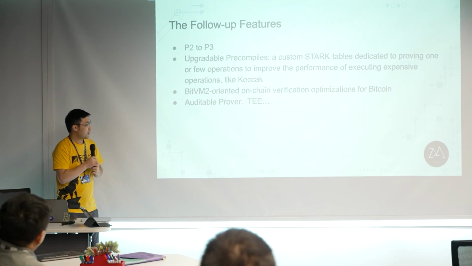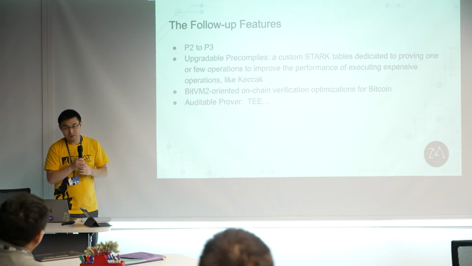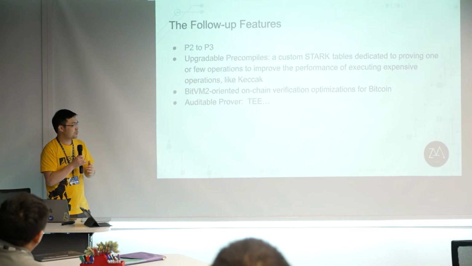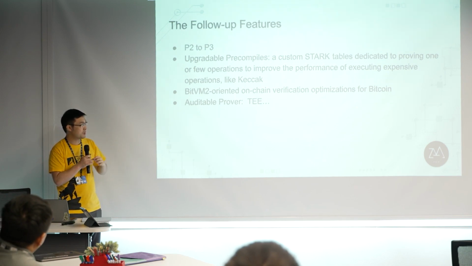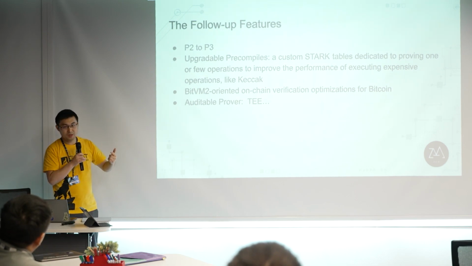Okay. Another part is the BitVM2 oriented anti-verification. I think everybody knows BitVM2 right now. The very complex part is the miller loop calculation by the Bitcoin scripts. But basically, we have a different approach to calculate the miller loop.